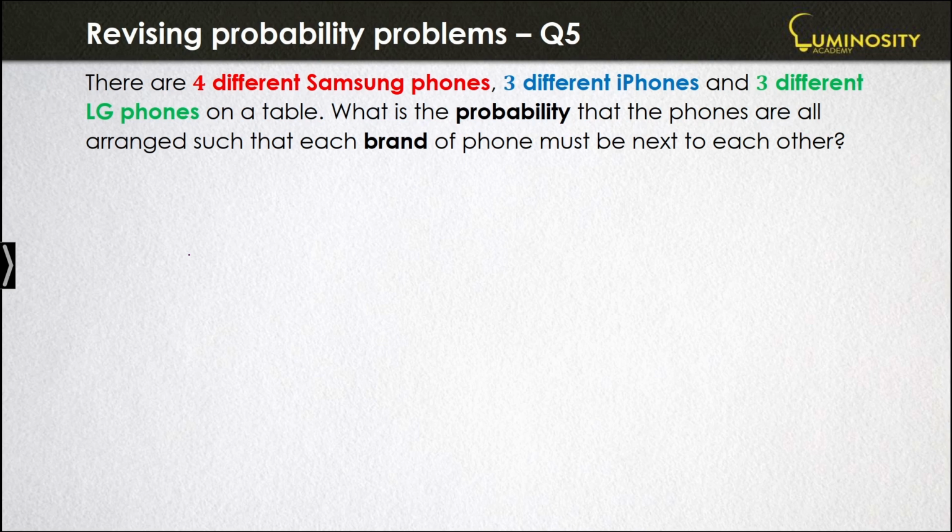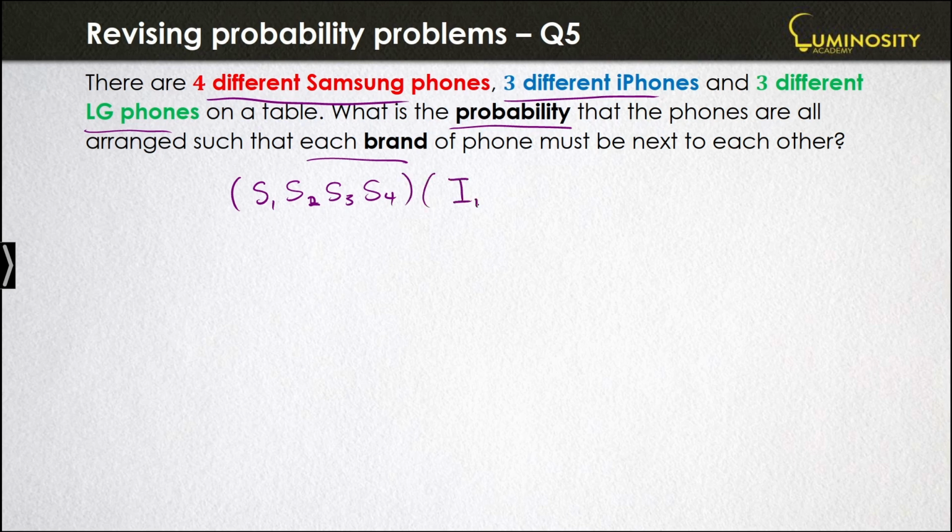We're given 4 different Samsung phones, 3 different iPhones, and 3 different LG phones on a table. What is the probability that the phones are all arranged such that each brand of phone must be next to each other? So essentially the scenario we're looking for is that the 4 Samsung phones, which I'll call S1, S2, S3, S4, the 3 iPhones I'll call I1, I2, and I3, and the 3 LG phones I'll call L1, L2, and L3, we want those phones to be sitting next to each other.